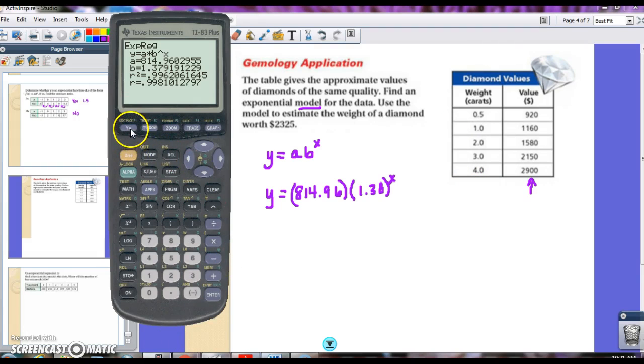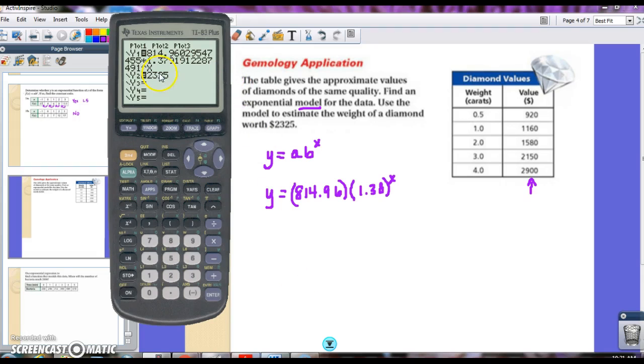What you want to do is you want to go back to y equals. Notice that first part was stored in the calculator for us. Okay, that original equation is already stored in the calculator. What we want to do is put this other y value into y2. So I'm going to put that into y2, 23.25. Okay, so I just put that into y2.